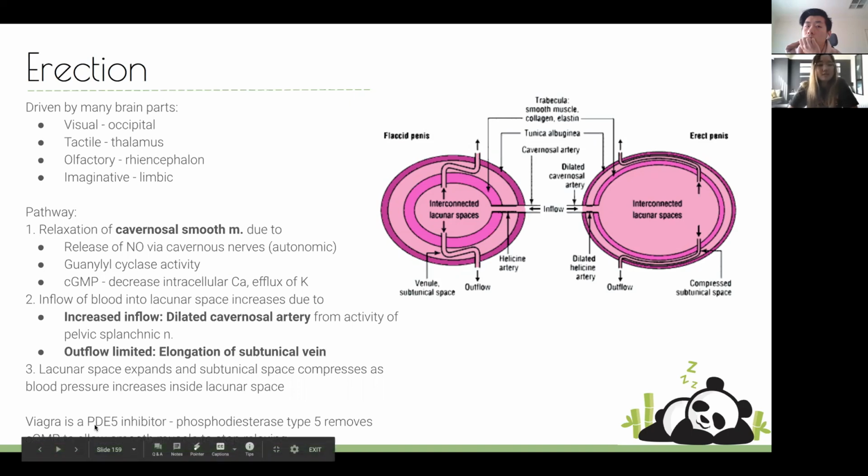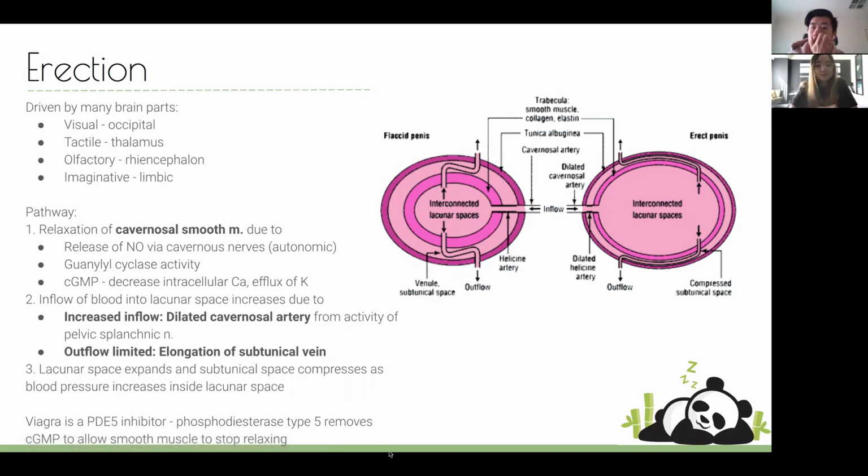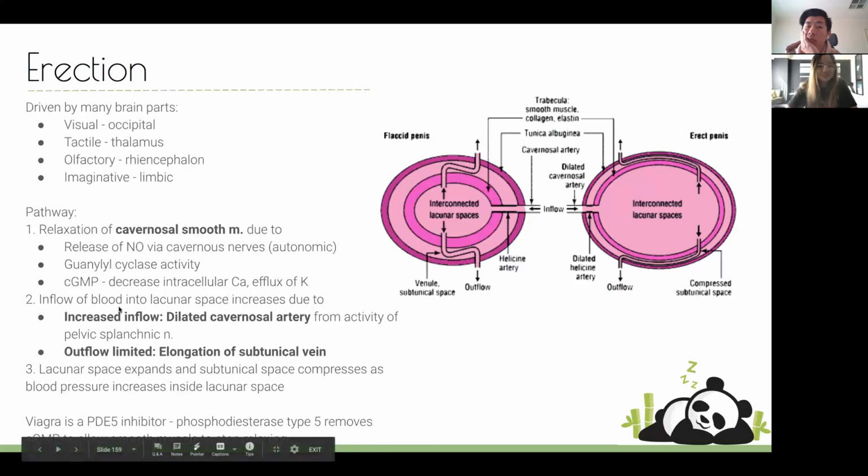Viagra is a PDE5 inhibitor, and PDE5 is phosphodiesterase type 5, which usually removes cyclic GMP to allow smooth muscle to stop relaxing. So you don't get removal of cyclic GMP here, and so you have more cyclic GMP allowing relaxation of the cavernosal smooth muscle, allowing erection to occur.